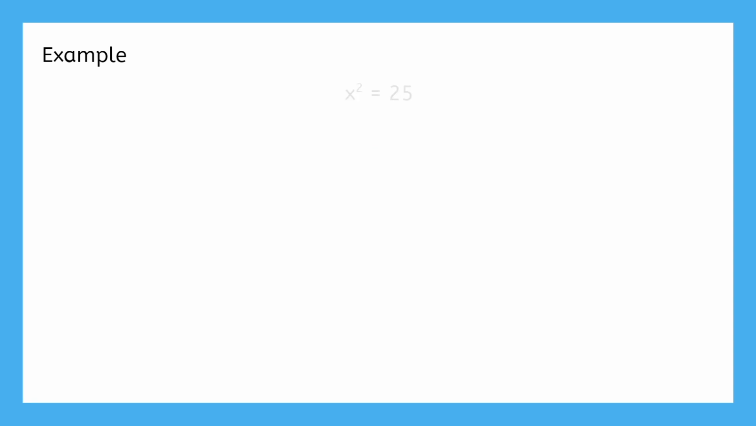So now that that's out of the way, how would we solve this equation? X squared equals 25. To cancel out the squared, we perform its inverse operation, square root. And whatever we do to one side has to happen to the other side. The square and square root cancel out. All we need to do is simplify the square root of 25.